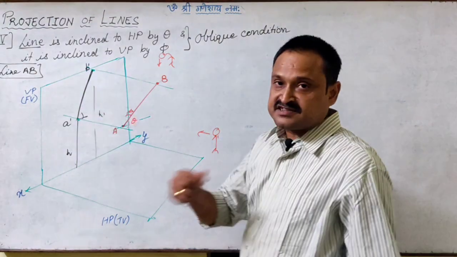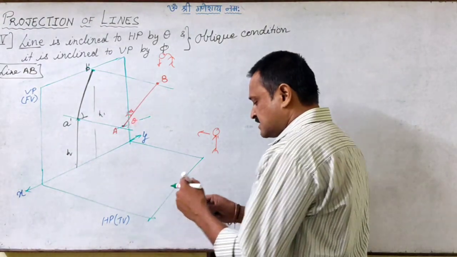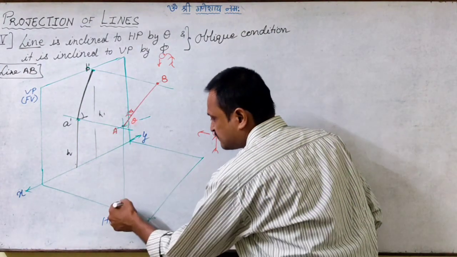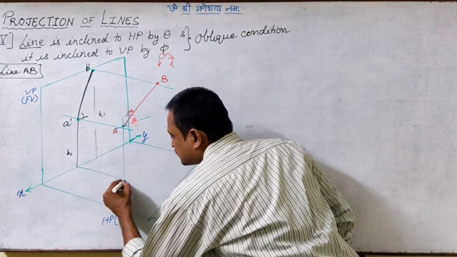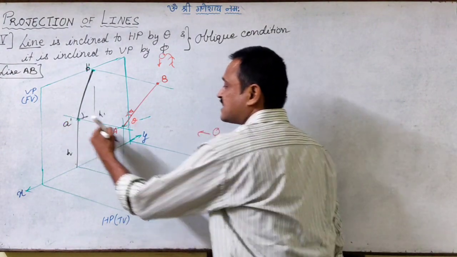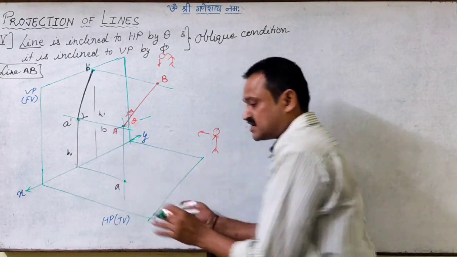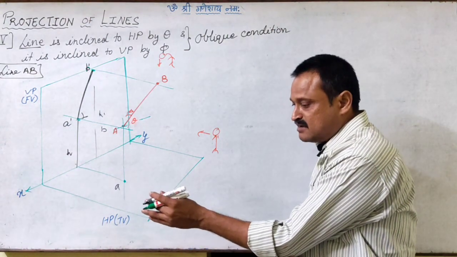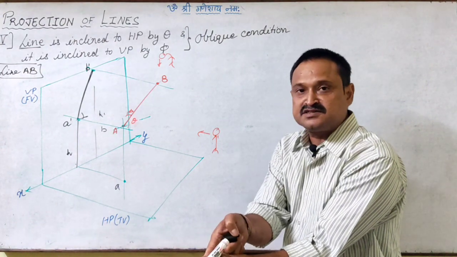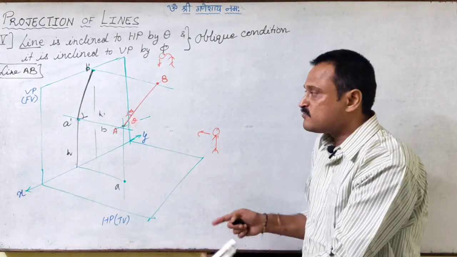Right? Let us try to understand the image first. Then for the second view, we drop the projector for A. So I get the top view image of A somewhere here. Now A is at, say, B millimeters from the vertical plane. But the line AB is inclined to VP, so B is at a different distance than A from VP.